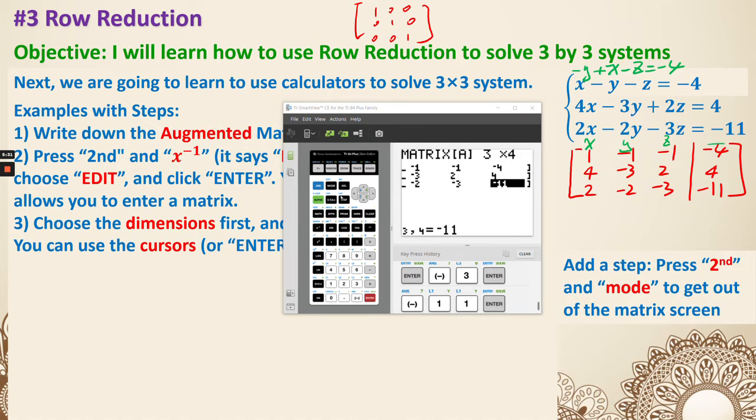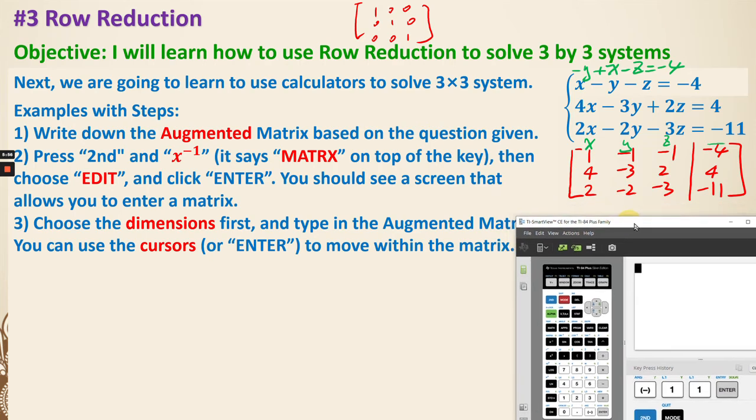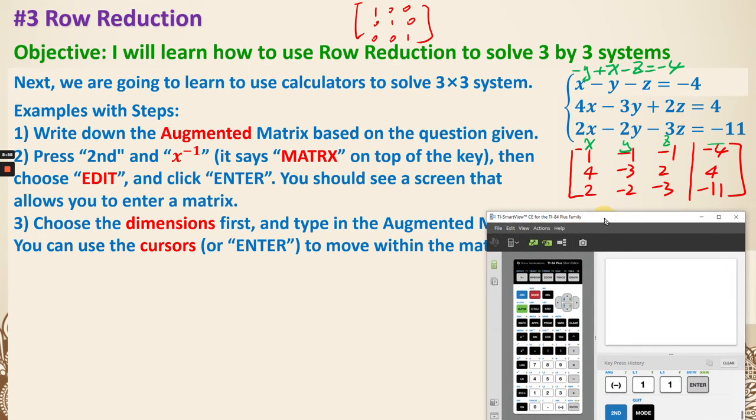We're going to press second and then press mode. The reason we do that is that on top of mode, you may see the word quit. That can get us out of any screen we are in. Sometimes you may accidentally click on, say, y equals. You can always do that same thing. Second mode, that's going to get you out of whatever screen you are stuck in. So now we're back to the normal screen of our calculator. We can move on to the next step to start performing whatever we need to perform.